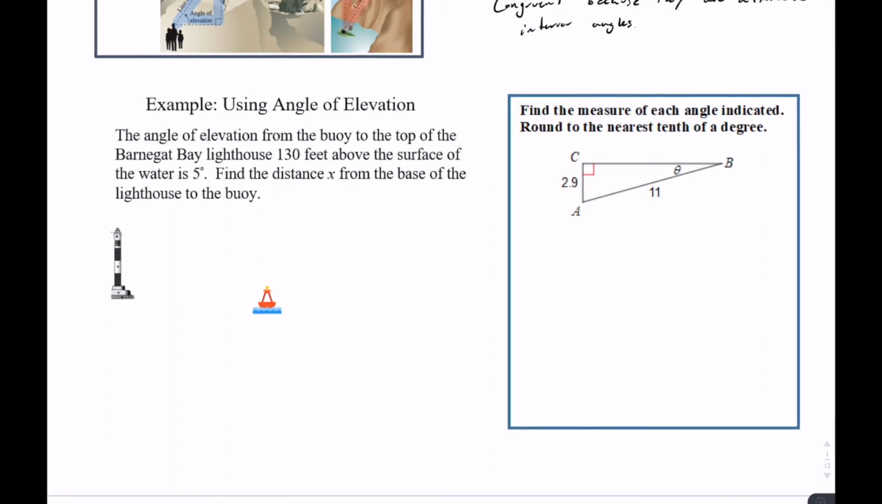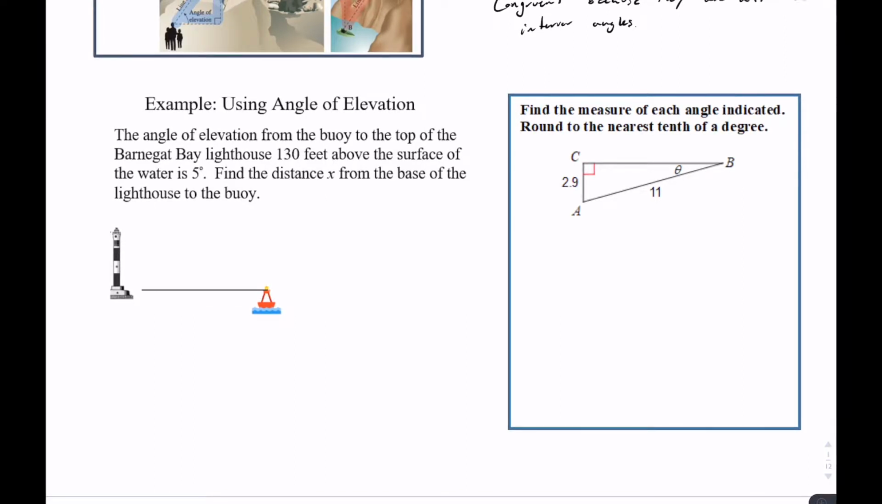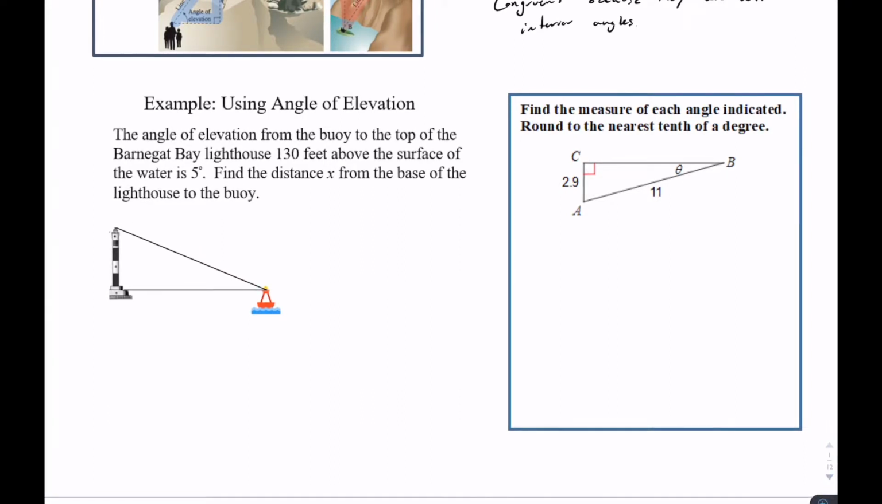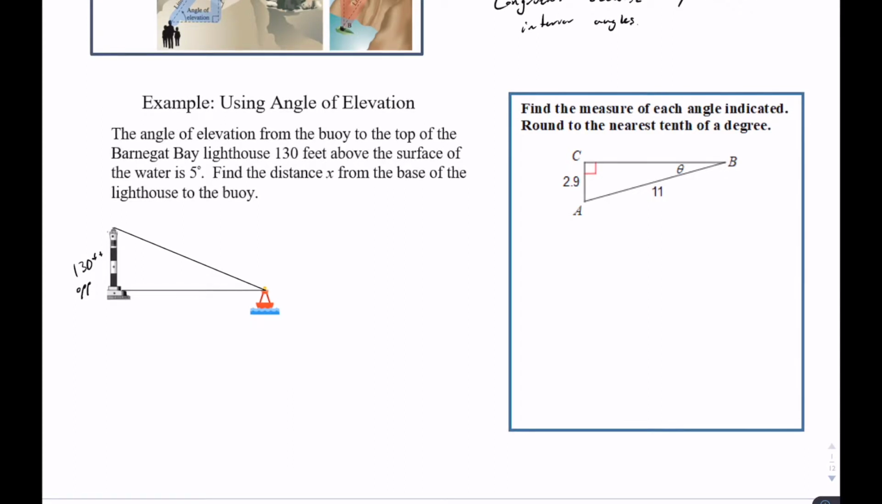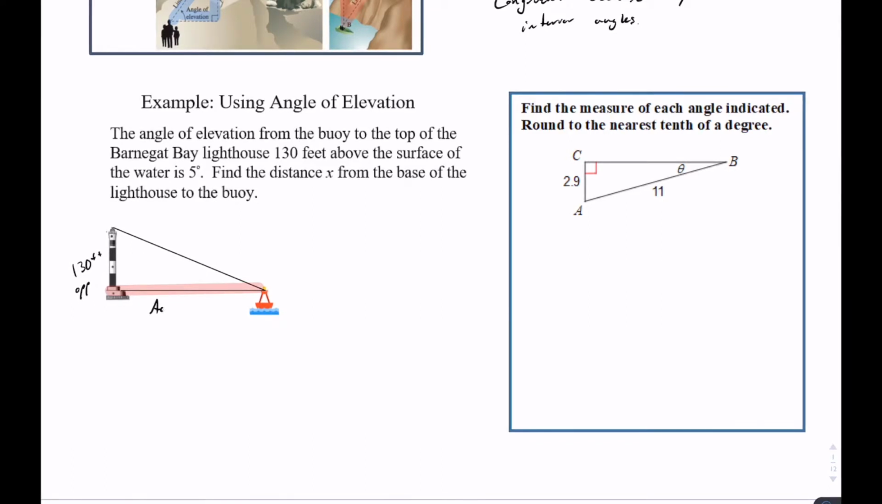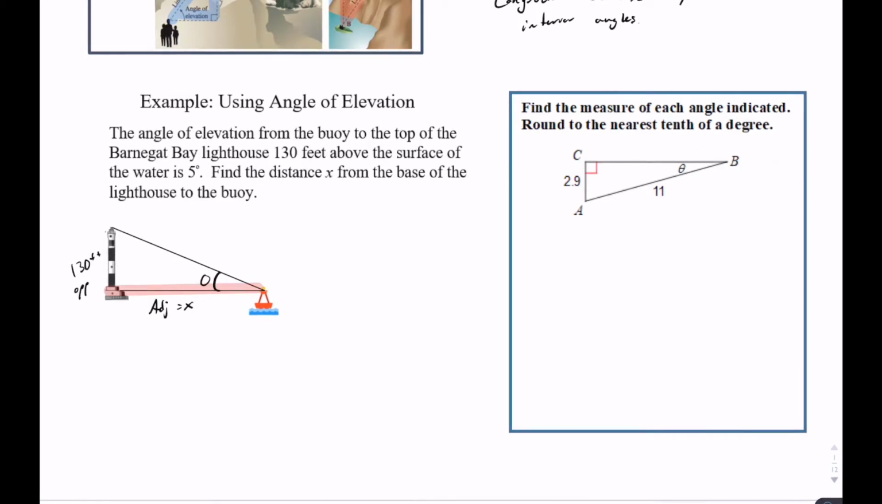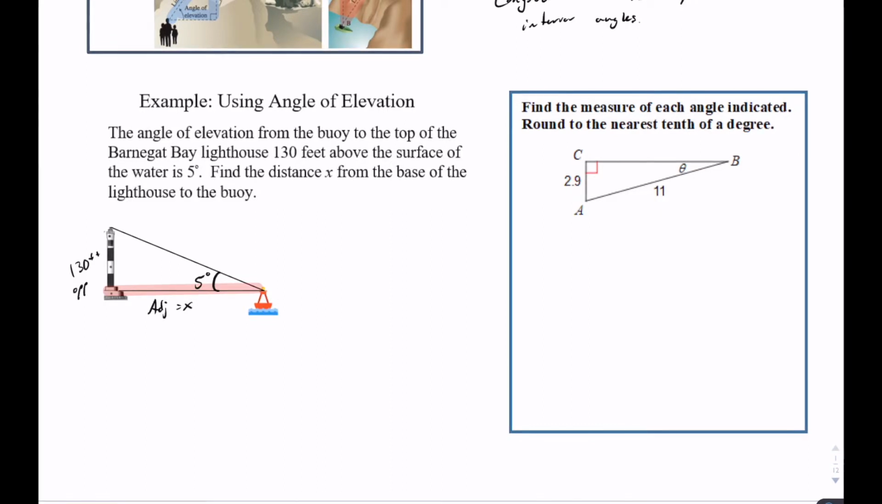Well, first let's draw out a triangle. So that goes there. Actually, it's a little bit better. And then there you go. There's our situation. We know that this is 130 feet. It's also our opposite. We're trying to figure the distance from the base of the lighthouse to the buoy. So that's from here to here. So that is our adjacent, which we will label x. And then theta is 5 degrees. We didn't even touch hypotenuse.